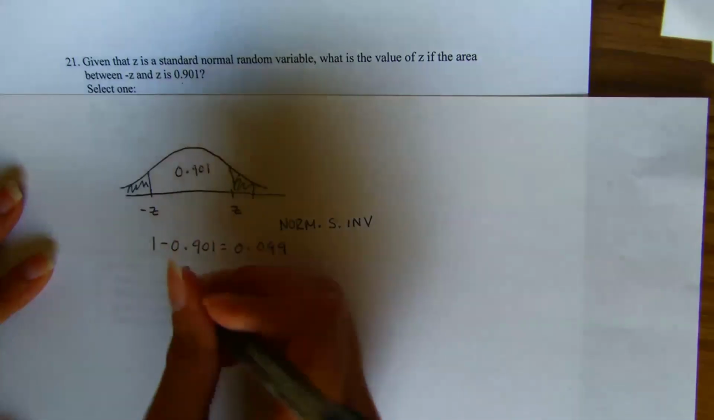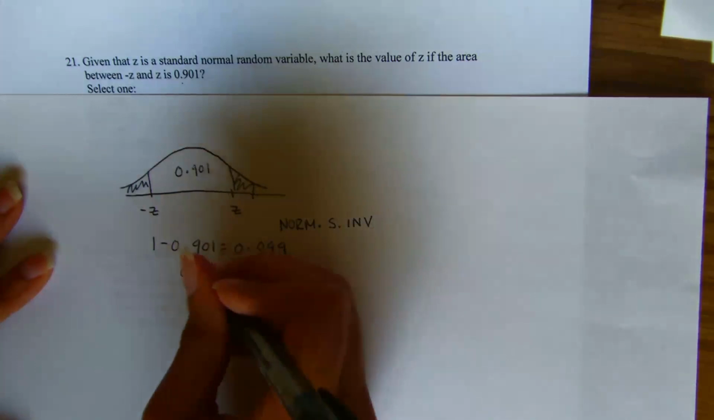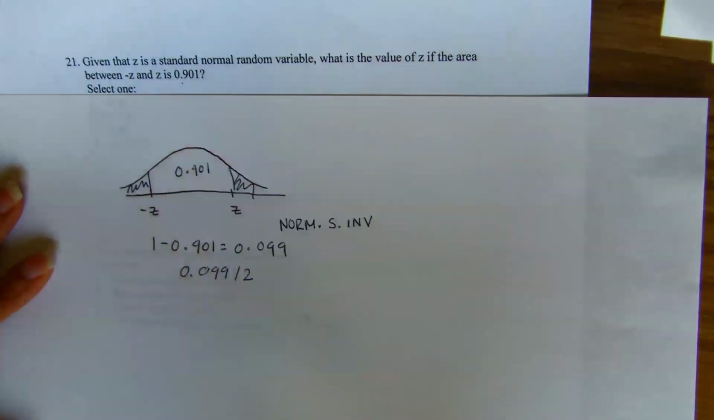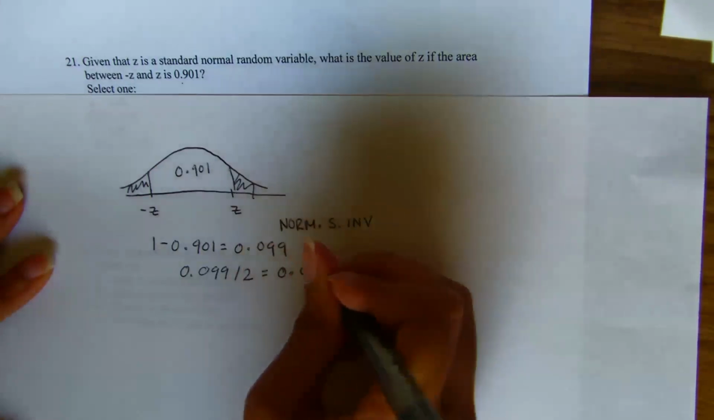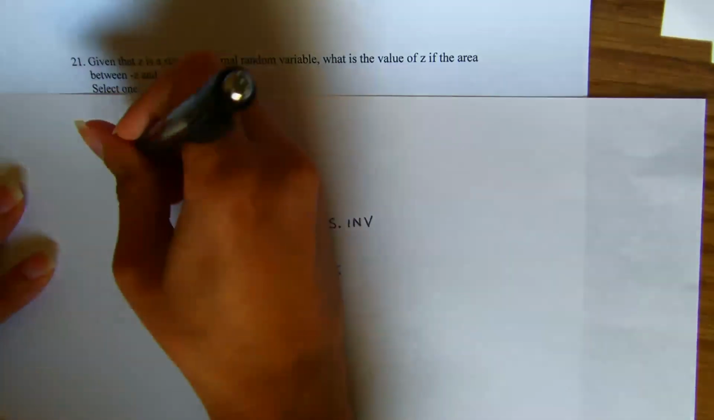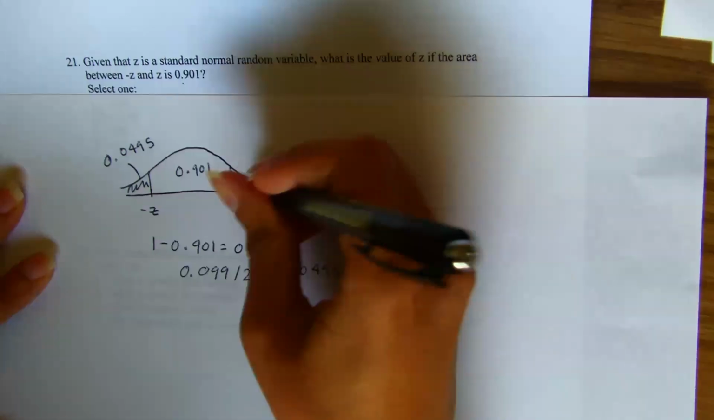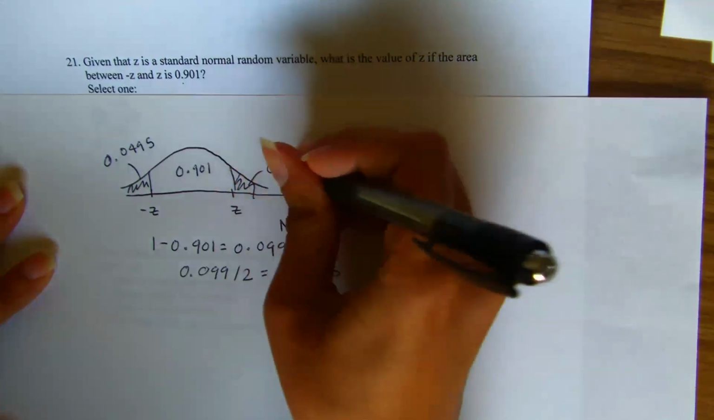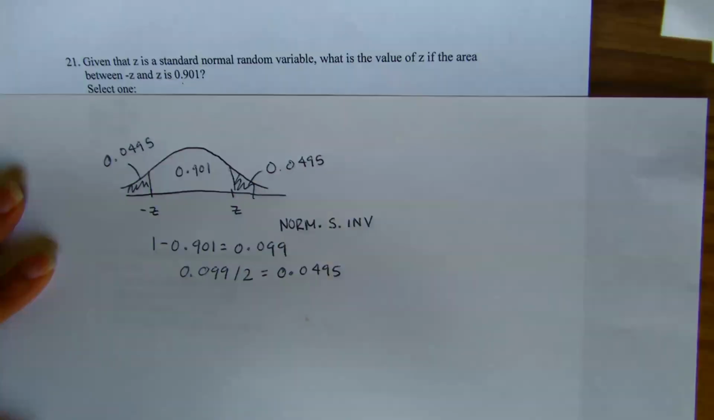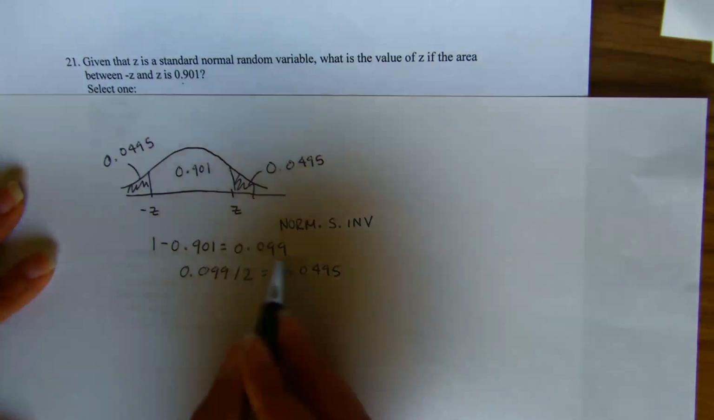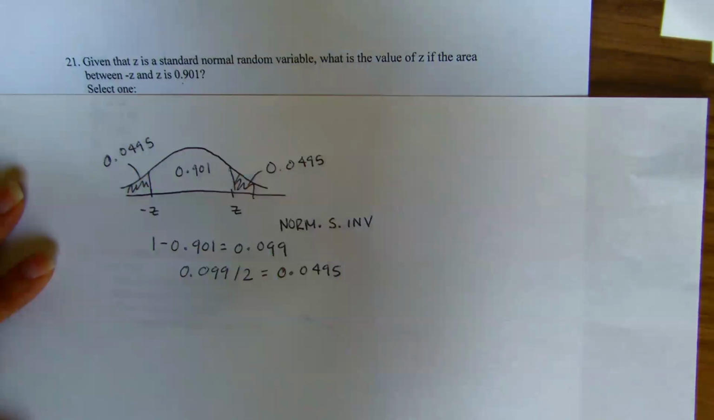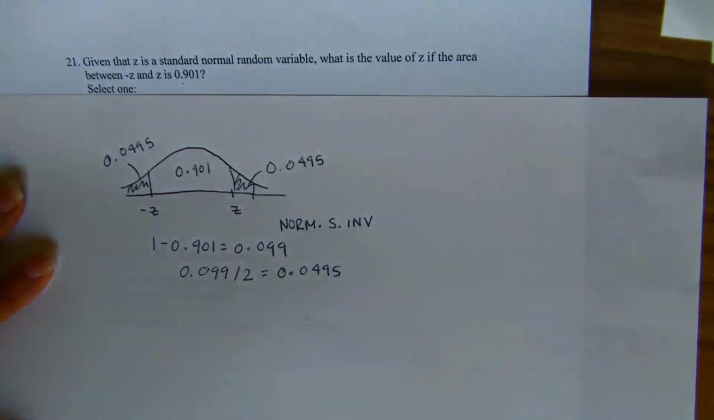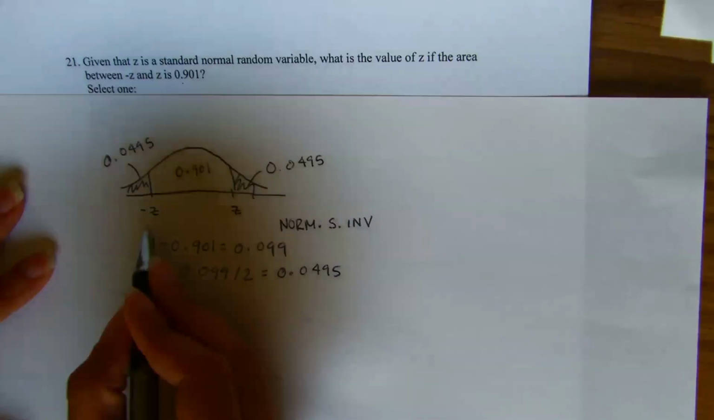So when you take 0.099 and divide that by 2, you're going to get 0.0495, and that's going to be the area underneath here and the area here. And that's because this value right here is these two combined. So when we divide it by 2, then we get this area and this area. Okay, so perfect. Now we can go on to calculate our z values.